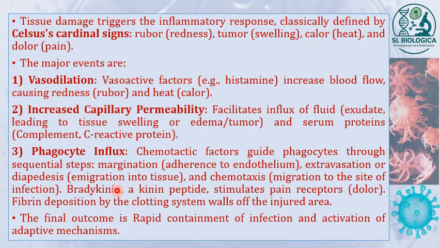And then bradykinin, it induces pain receptors to give the pain sensation, and finally fibrin deposition occur to mask the injured area. Okay, and the final outcome is rapid containment of infection and activation of the adaptive mechanisms, and in this way we will get cure for the infected site. So these are the major steps that is associated with the inflammatory response, and we have the 4 cardinal signs also: rubor, tumor, calor, and dolor.